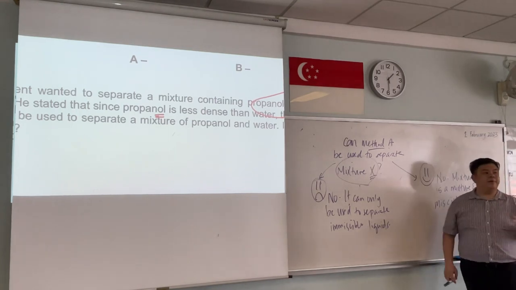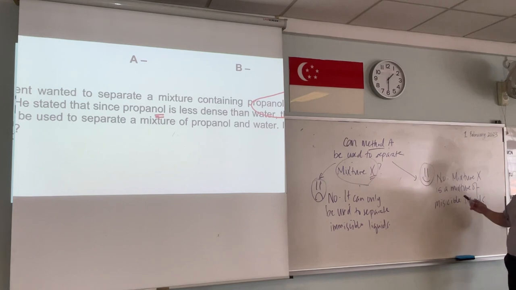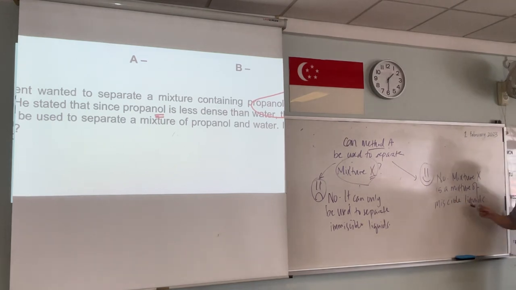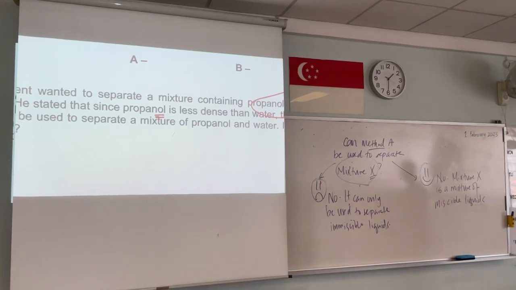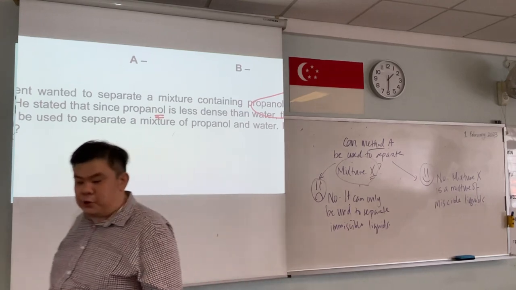This question has an implication. You are implying that it can only be used to separate immiscible liquids, and therefore, since these two are miscible liquids, you cannot separate them. Can you go straight to the point? You just tell me, no, you cannot eat in the gym, instead of, you can run on the treadmill. So, they don't really work like this. Your answering techniques must be there. Are we clear? We don't want to just learn the content, we want to also learn the technique.